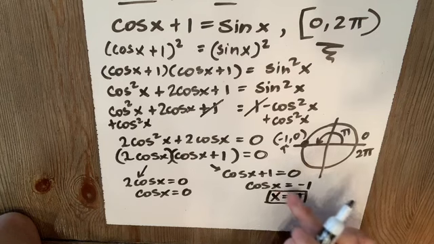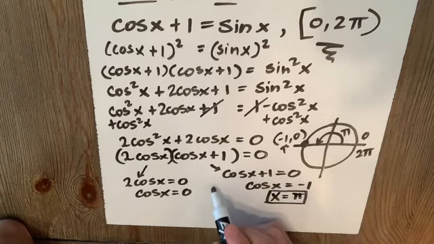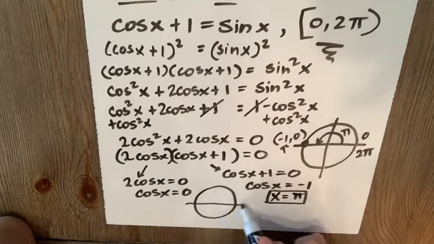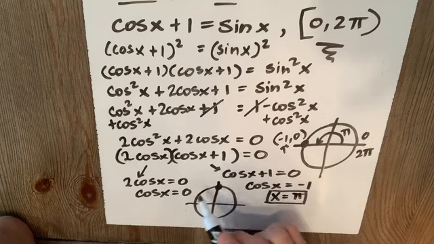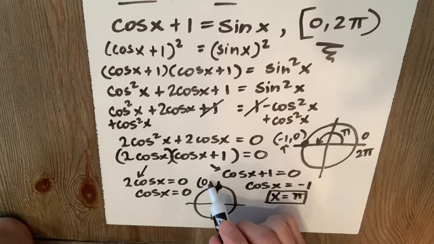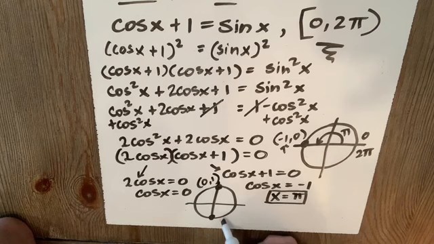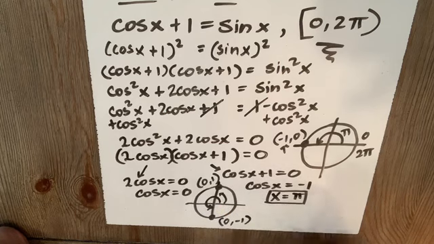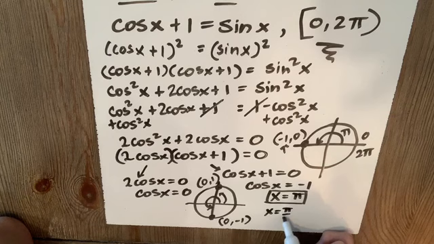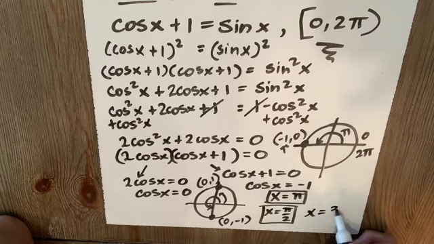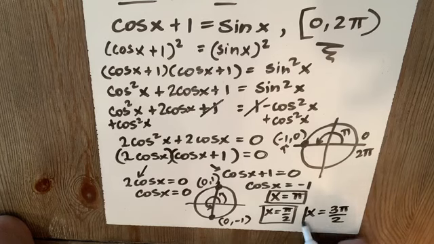Remember, cosine of an angle is a ratio. Well, where does cosine equal 0? At this point up here, we're at 0, 1. And at this point down here, we're at 0, -1 on the unit circle. This angle is pi over 2, and this angle is 3 pi over 2. So I'm also going to say x is equal to pi over 2, and x is equal to 3 pi over 2. And I've got my 3 solutions.